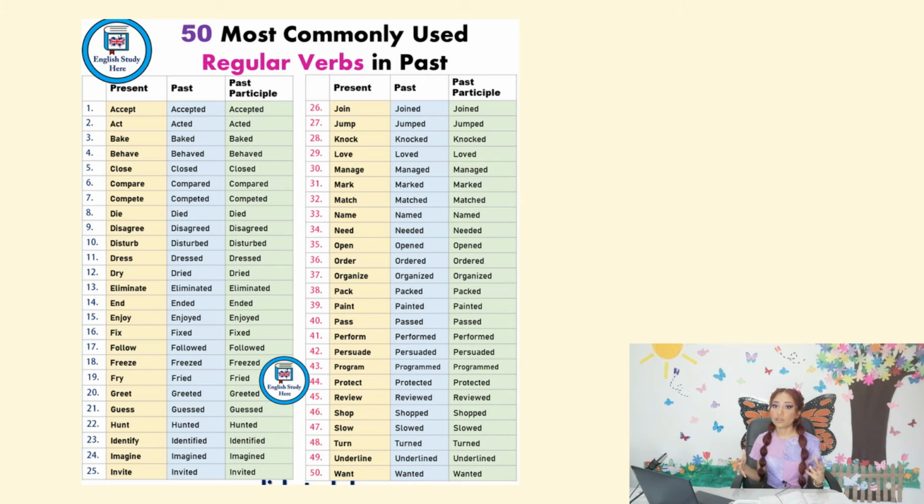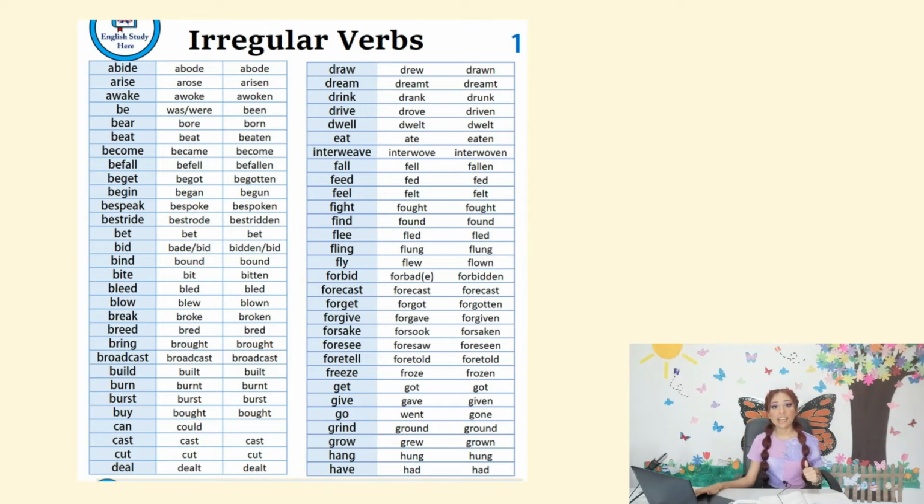Por eso es importante que yo les muestre esta tabla. Y si pueden tener sus propias tablas, if you want to copy it, if you want to print it, it's going to be better, ¿ok? Now, let's check irregular verbs, okay? Let's focus on this.